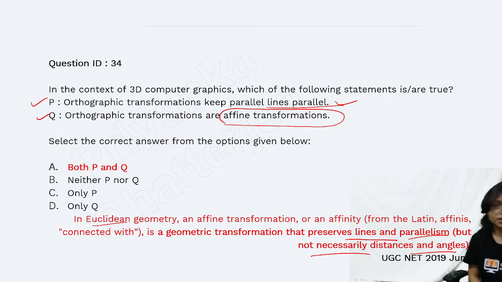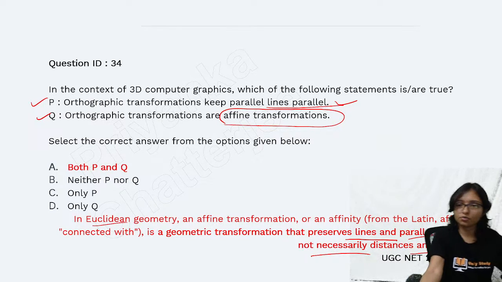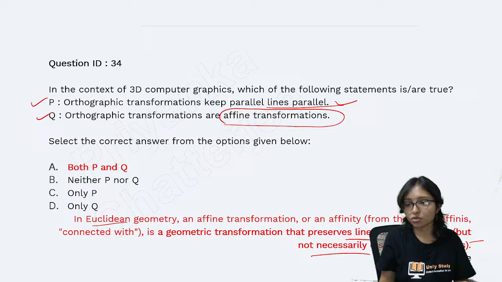You can write down in your notebook what is an affine transformation and why the orthographic transformation is called an affine transformation, because from this topic only, an assertion reason question can be formed. Assertion reason can be formed from here. Okay, so write it down. What is affine transformation and why is the orthographic transformation called affine transformation? Write it down in your notebook. Okay.